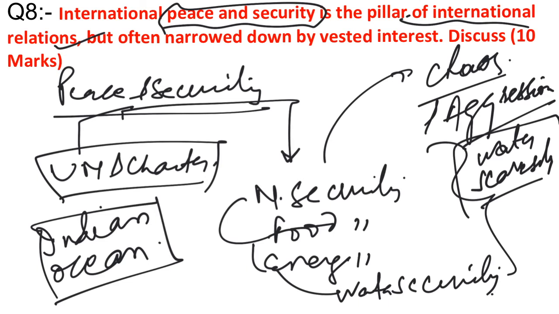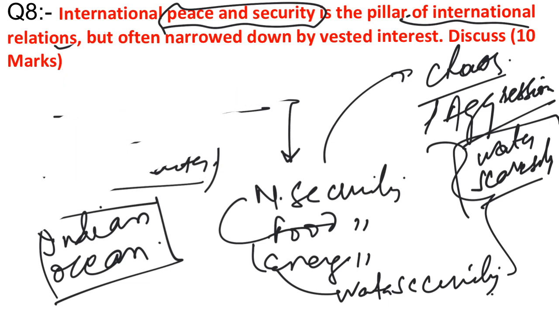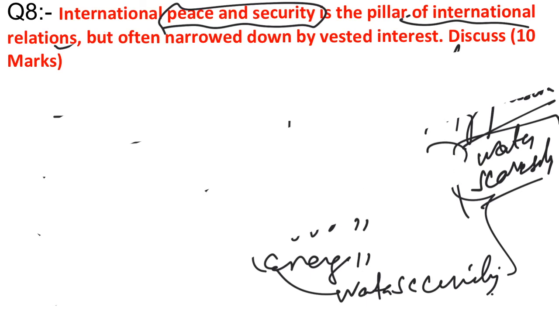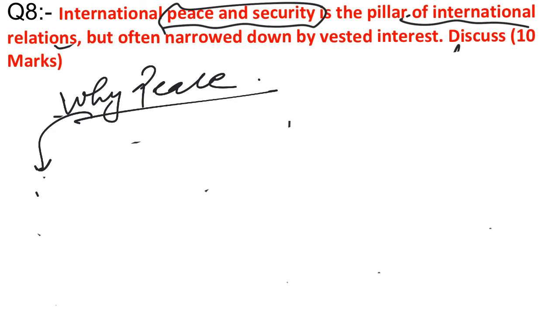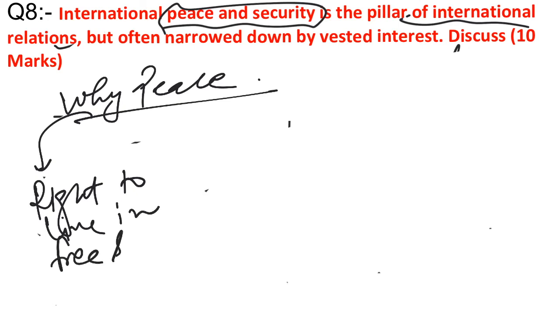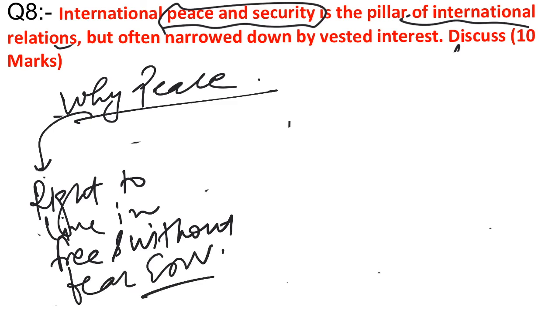The first thing you need to talk about in the introduction is international peace and security; you can write it down. After that, you need to say something philosophical about peace and security, that is, why peace and security is required. Because everyone has a right to live in a free and fearless environment. The environment should be free and there should not be any kind of fear.